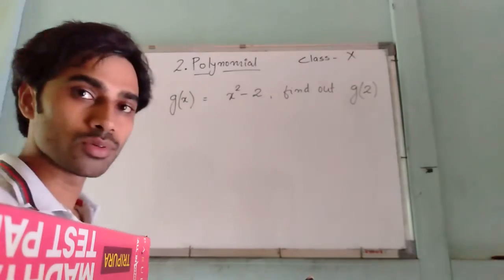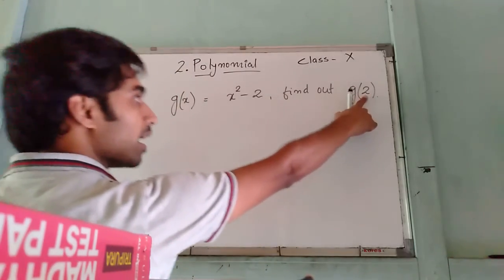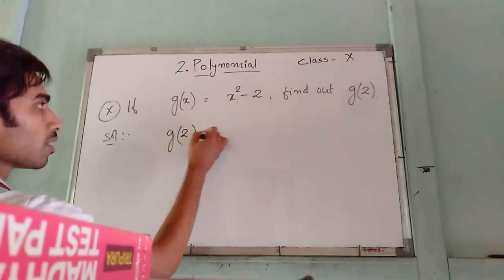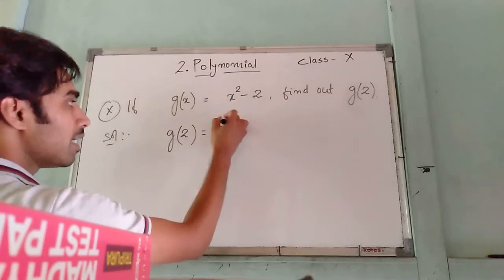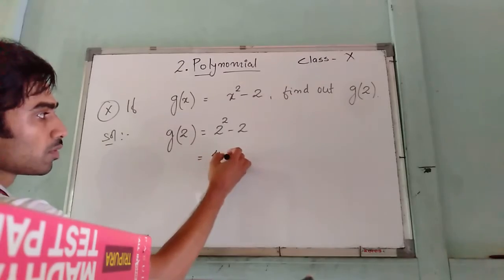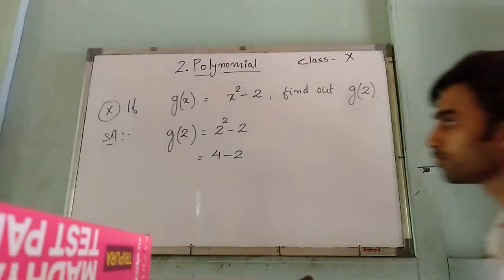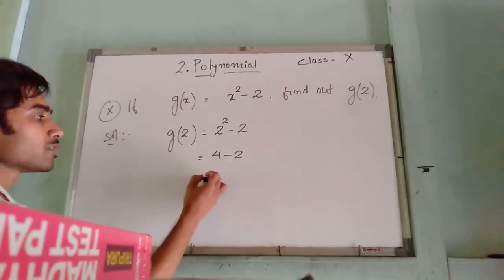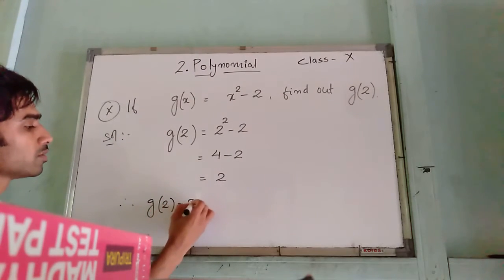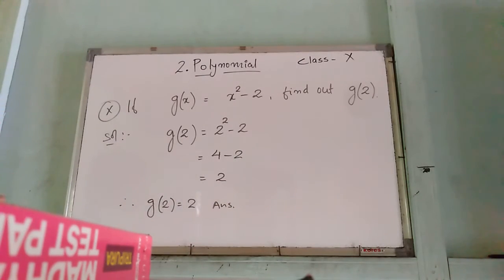Since g of x is given to you and g of 2 is asked, in place of x you have to put 2. In place of x, 2 square minus 2, and 2 square is 4, minus 2. 4 minus 2 is 2. Hence, g of 2 is equal to 2. This is your answer. Note it down.